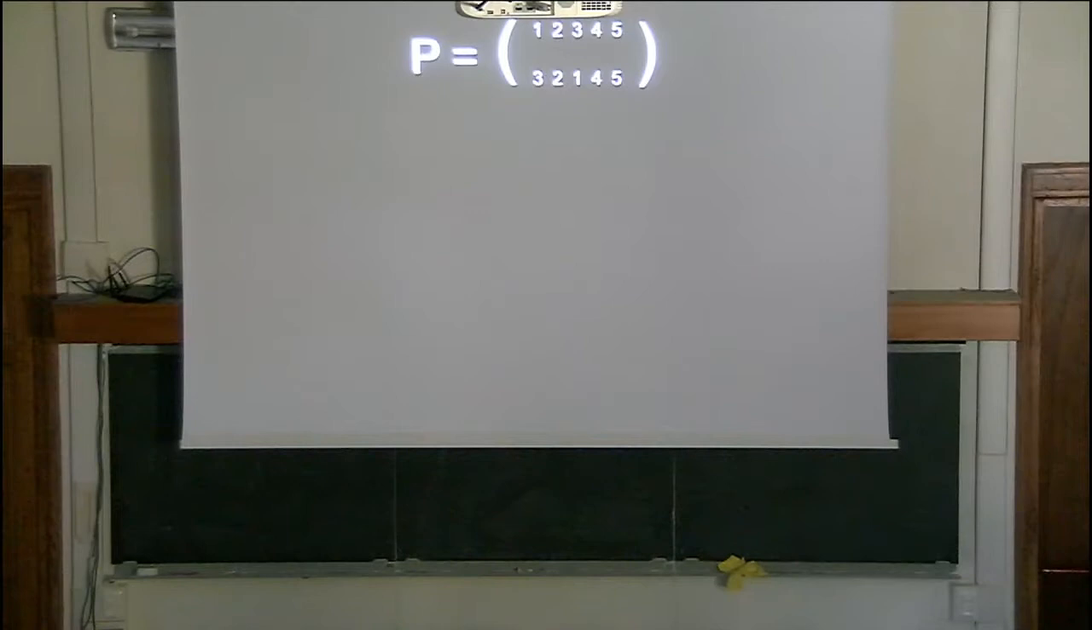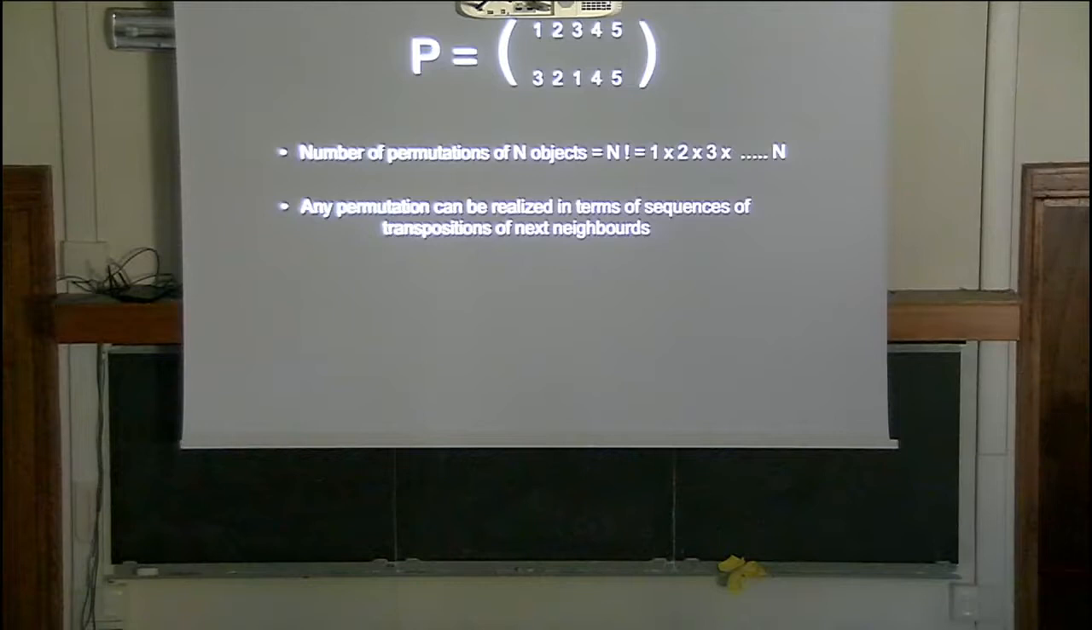So it's a permutation of n objects, which you might think of as numbers, but it's not necessary, where you associate five numbers here to another disposal of the same. So the dimension of the group is n factorial, so it grows enormously. And any permutation, however, can be realized in a sequence of transpositions.